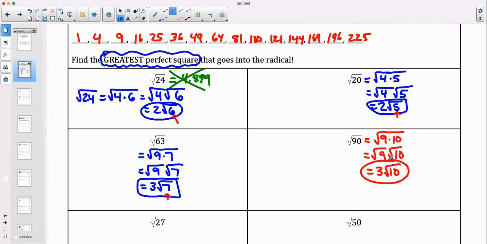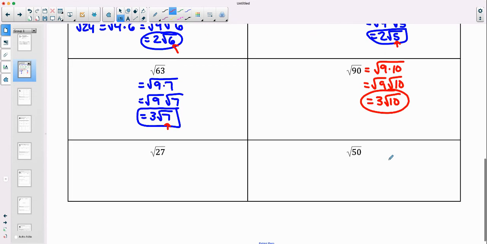Okay, square root of 27 is another one where we would take out a 9. This is the square root of 9 times 3, which is the square root of 9 times the square root of 3, which is 3 square root of 3. And the beginning of your Delta Math assignment looks a lot like that, where you're typing it in kind of step by step. Last one on this page is 50.